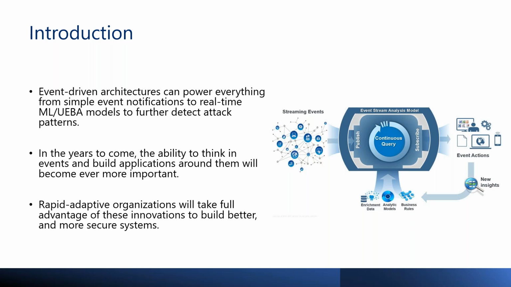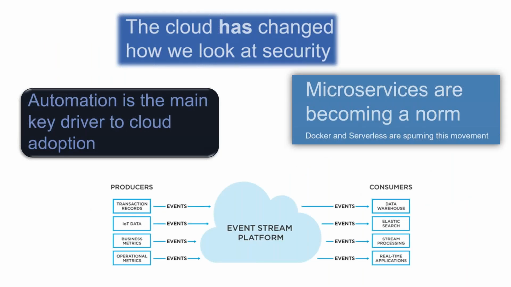In the years to come, the ability to think in events and build applications around them will become more important than ever. Apart from business improvements that go along with being faster, making better use of data, and designing more intuitive user experiences, there is also an information protection benefit by having the notion of event-driven built into the core of your enterprise security system. So rapid, adaptive organizations will take full advantage of these innovations to build better and more secure systems.